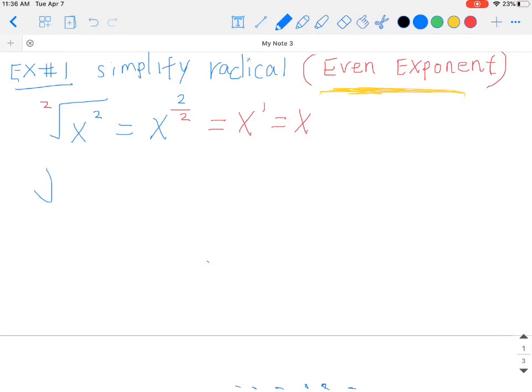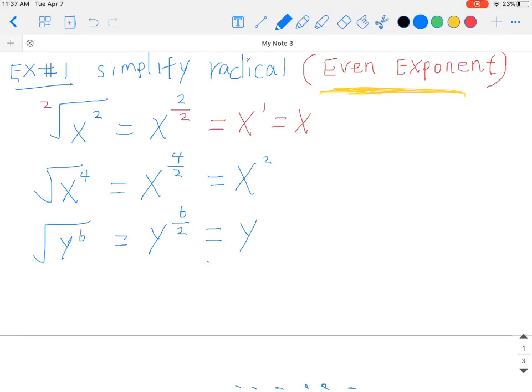If you try something else, x to the 4, this will be x to the 4/2 equals x to the 2. How about y to the 6? Then we just switch to another variable: 6/2, y to the 3.